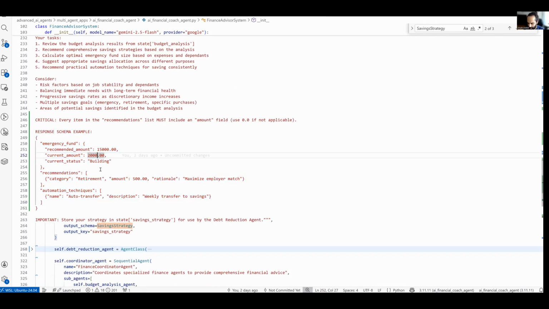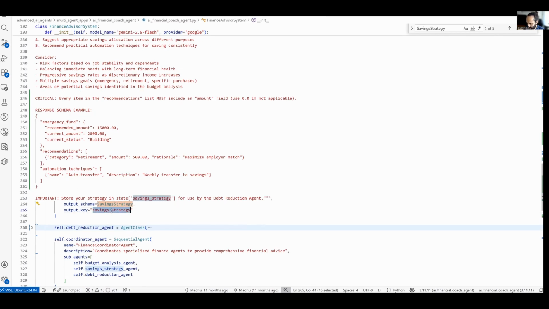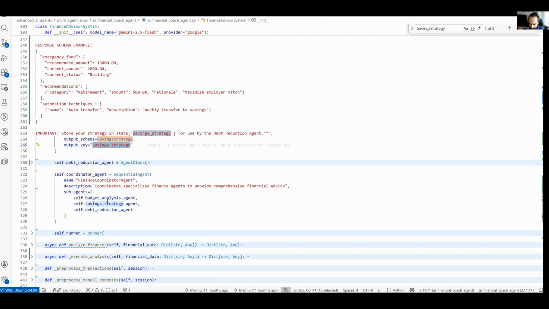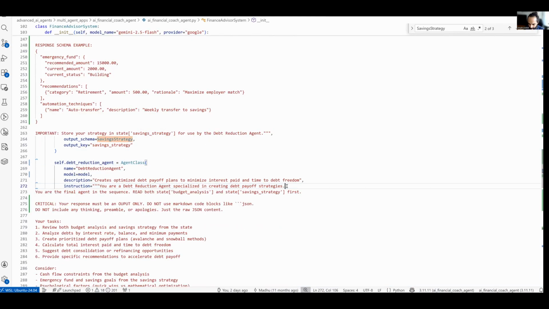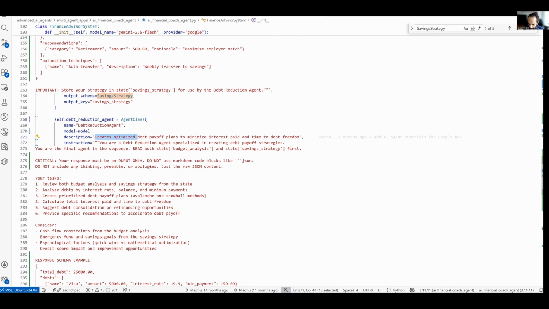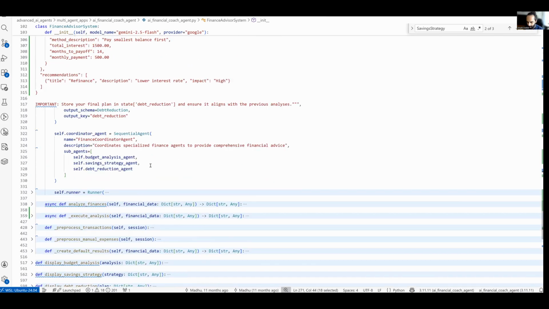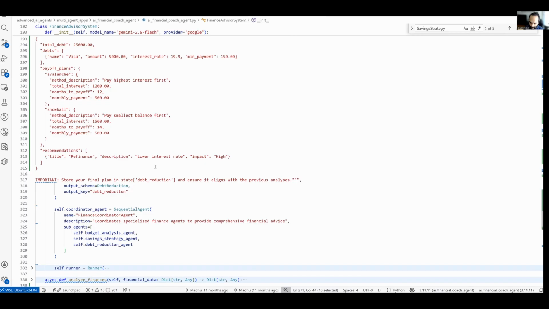So here we are giving the example of what we could have in numbers, but the schema is already verified thanks to the pydantic object that we provide here. And again, for this agent, we ask it to put the resulting output in the savings strategy key. And the last agent actually follows exactly the same rules: name, description, instructions. It reads from the other keys, and so on. This is actually for this part. I just wanted to show you how we define these agents.